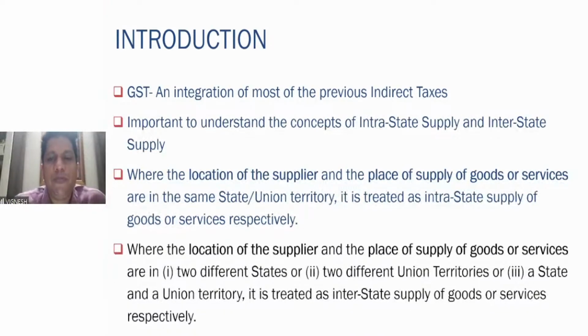If the location of the supplier and the place of supply are in the same state or union territory, it is an intrastate supply of goods or services. In case they are in different states, or two different union territories, or one state and one union territory, it is to be treated as an interstate supply of goods or services.